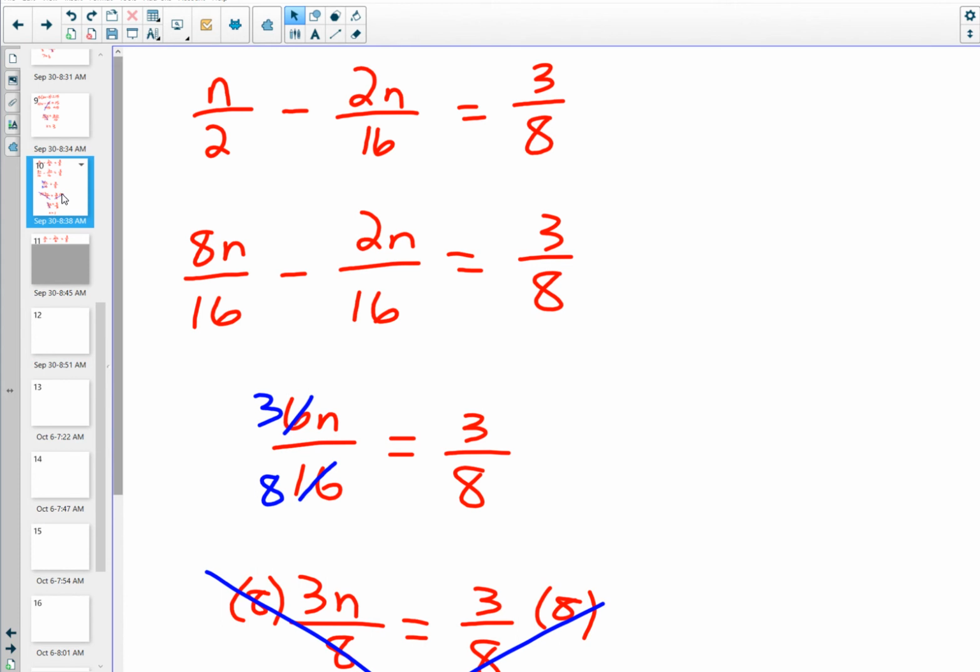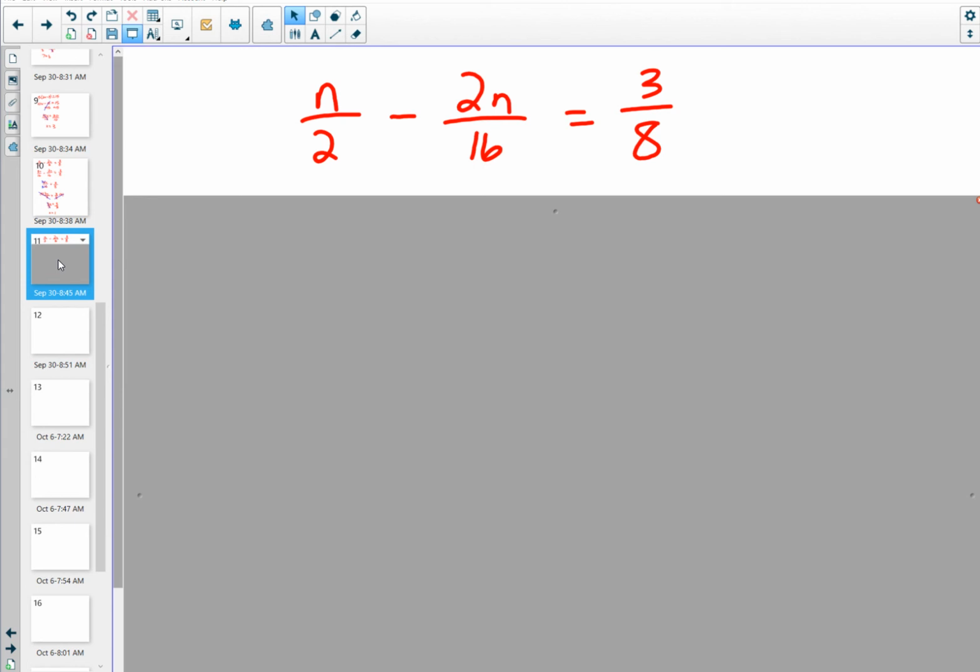What did we do to get from here? What's the least common multiple? Thank you. It's actually the same thing. What is the least common denominator? And what was the answer to that? 16. Elizabeth answered 16, right?